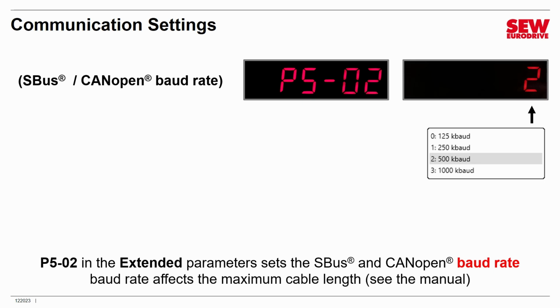And incidentally, you should always remember that baud rate does affect the maximum cable length. The faster the baud rate, the shorter the maximum cable length is. The manual has a table that lists the baud rate and the cable length, so I recommend you consult that when you're setting up your Fieldbus and make sure everything is compliant.